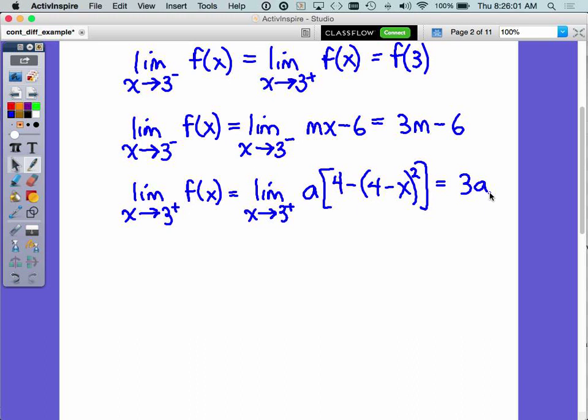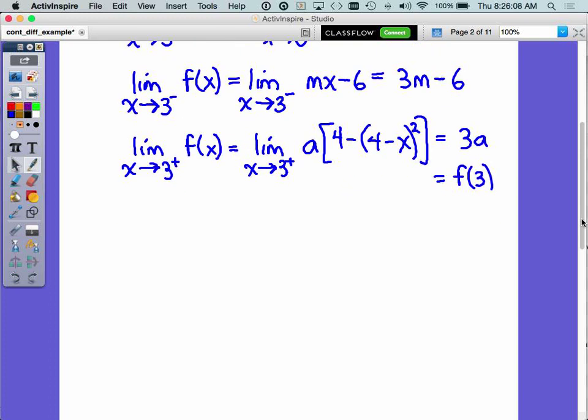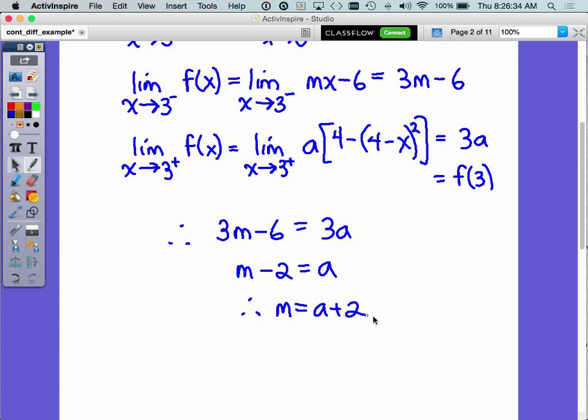And that's also going to be equal to f at 3. And so for continuity, what I need is for 3m minus 6, in other words, the left limit, to equal 3a, in other words, the right limit. And I can clean this up a little bit, and I'm going to divide all the way through by 3, and I get m minus 2 equals a. And finally, I can express this as m equals a plus 2.